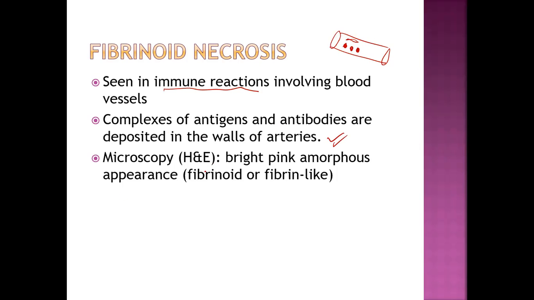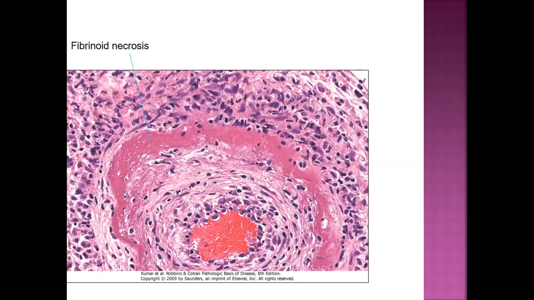If we do a microscopic examination, we can see a bright pink amorphous appearance, or hyalinization of the blood vessels, resulting in the increased pinkish appearance of the blood vessels. This is the fibrinoid necrosis. This can be seen; this is a part of fibrinoid necrosis. Here there is a normal appearance. This is a blood vessel, so we can see blood vessels have a pinkish appearance.